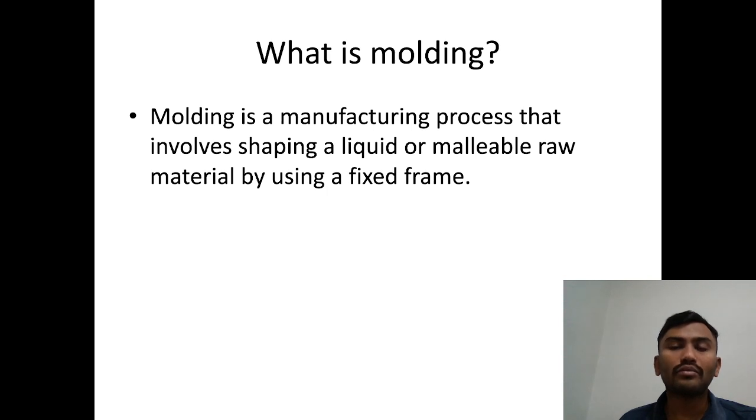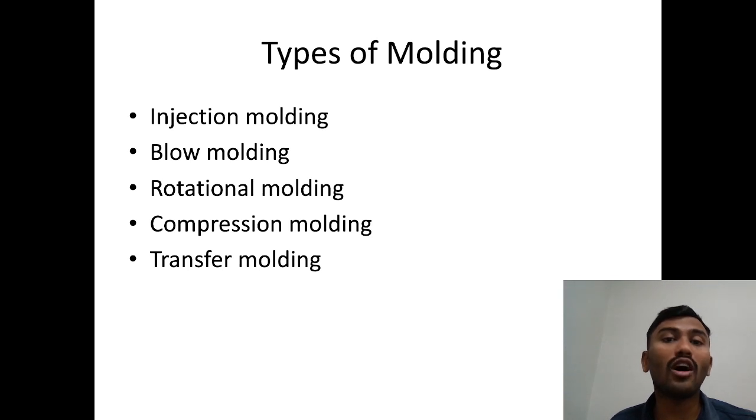Now we'll go to molding. What is molding? Molding is a manufacturing process that involves shaping a liquid or malleable raw material by using a fixed frame. Understand? This is molding. There are different types of molding: injection molding, blow molding, rotational molding, compression molding, and transfer molding.